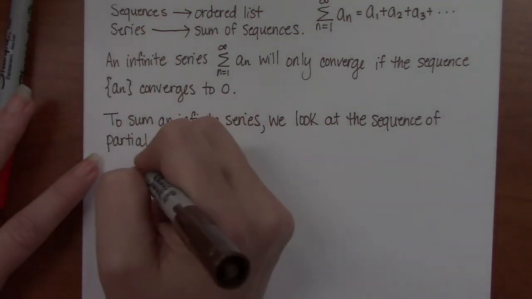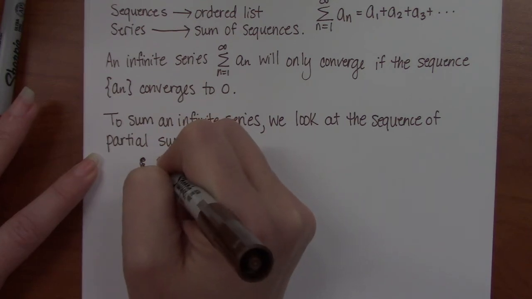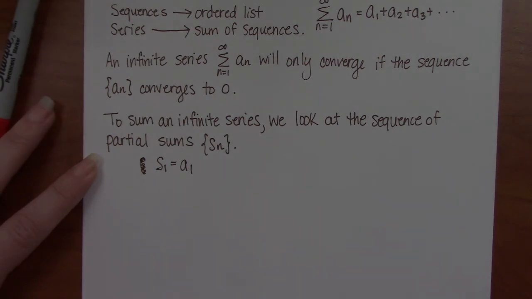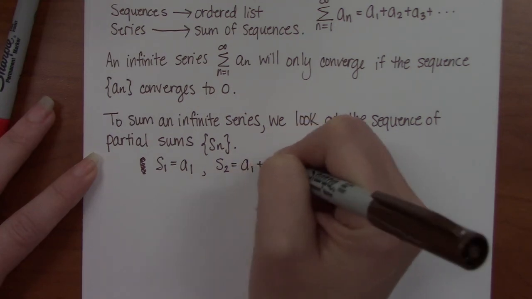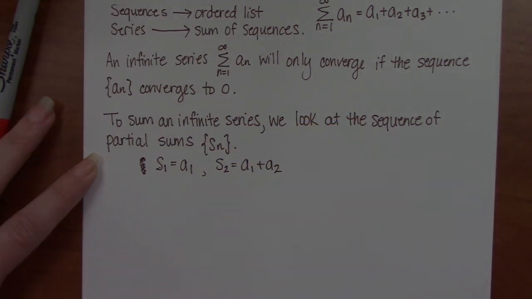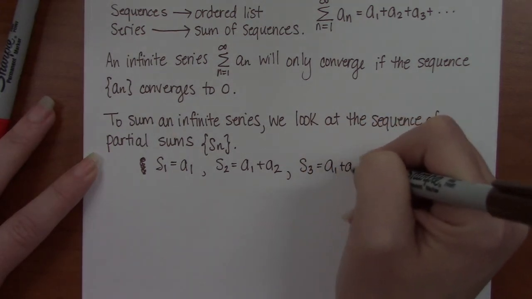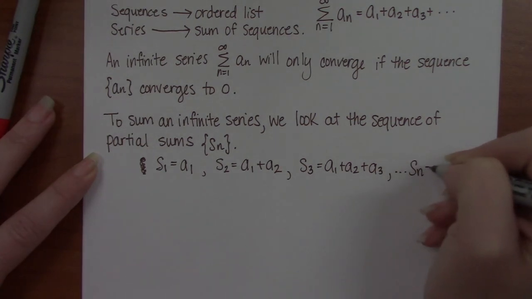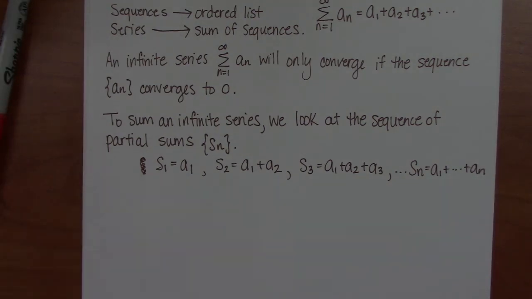I'm assuming that the sequence we're dealing with generally starts from 1. If you look at S1, that's just the sum of the first term, so it's just itself. If you look at S2, you're summing up the first 2 terms. S3, we're summing up the first 3 terms. So S sub n is saying sum up the first n terms.